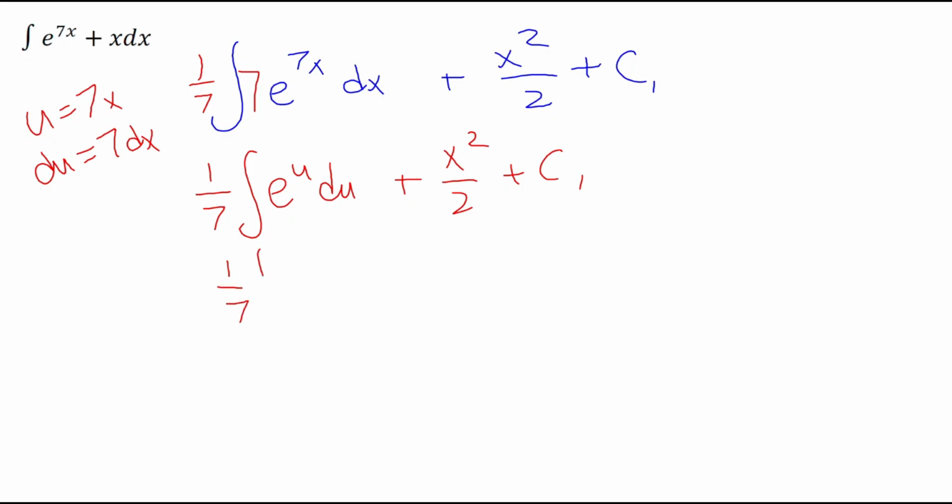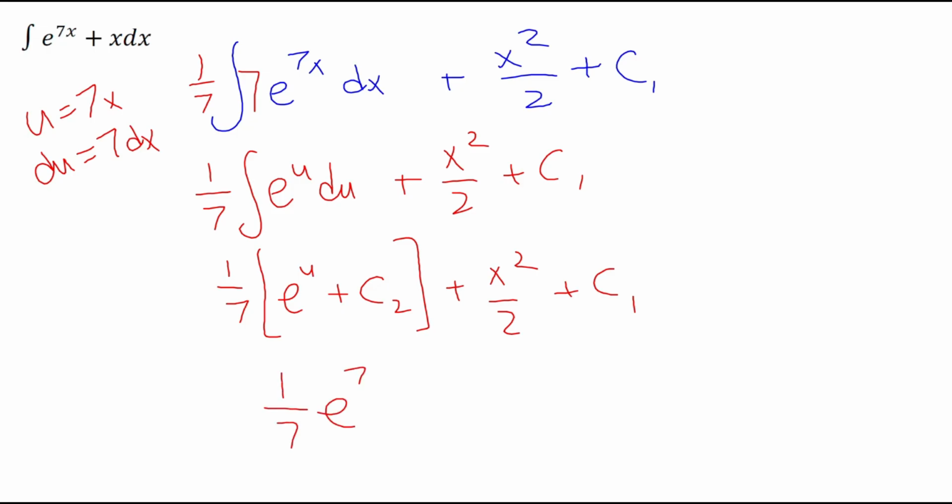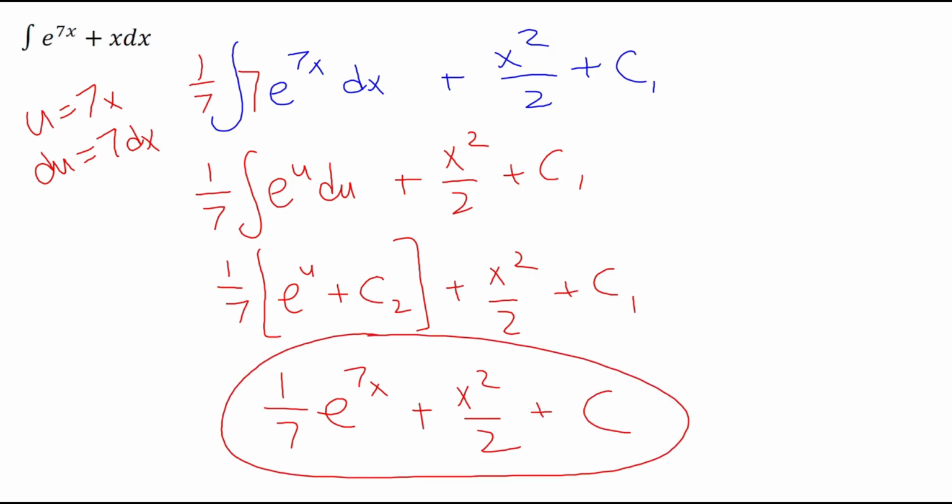That's just 1/7 of e to the u plus some other constant, plus x squared over 2 plus that first constant. And when I rewrite this, it just becomes 1/7 e to the 7x plus a 7th of constant 2 plus constant 1 plus the x squared over 2. All those constants are just some constant. So we have 1/7 e to the 7x plus x squared over 2 plus the constant.